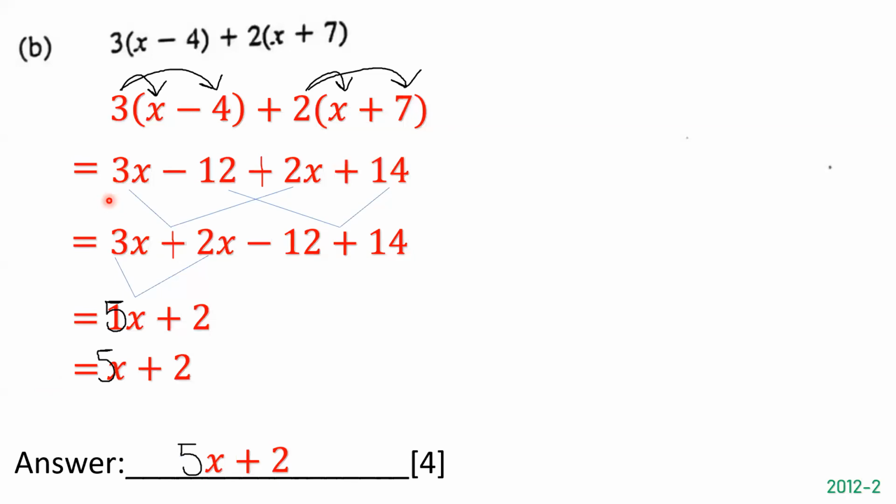How do we get that? Let's run it back. 3 times x is 3x. 3 times 4 is 12. We keep the negative sign. 2 times x is 2x. 2 times 7 is 14. We combine the 3x and the 2x, and that gives us 5x. And then we do negative 12 plus 14, which we know is definitely positive 2. And so 5x plus 2 is our final answer.